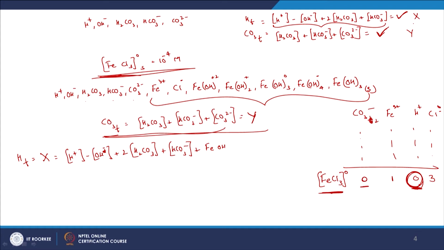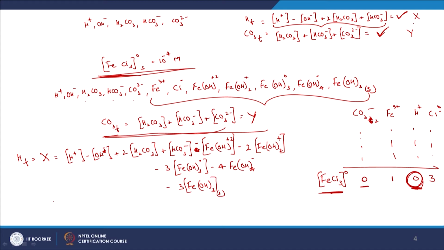FeOH plus 2, but obviously it can't be plus from our part A. If you remember that, it's going to be minus because it's OH here, right, and minus 2 times FeOH twice plus 1 charge, right, minus 3 times FeOH 3 neutral charge minus 4 times FeOH 4 negative charge, and again minus 3 times the solid that has precipitated out, right.